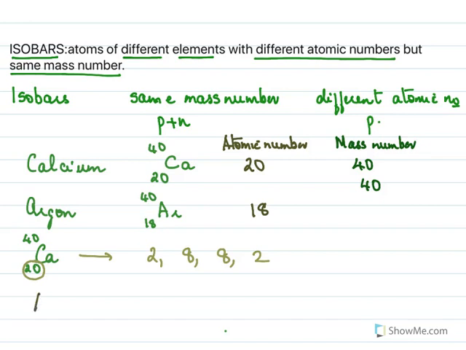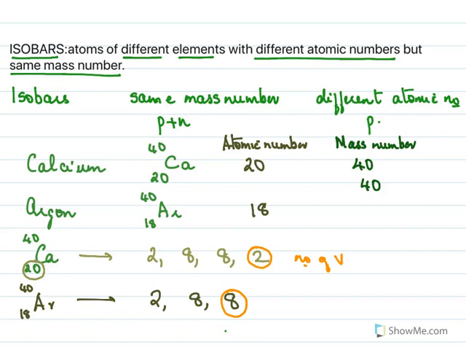And when it comes to argon, 40 and 18, I have 2, 8, 8. Now look at the valence electrons. The valence electrons will decide if they have similar properties or not. So here the outermost electrons are 2 for calcium, and for argon the outermost electrons are 8.